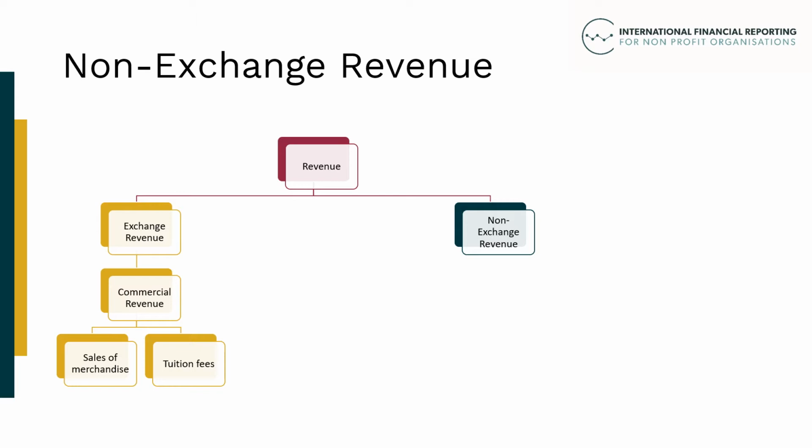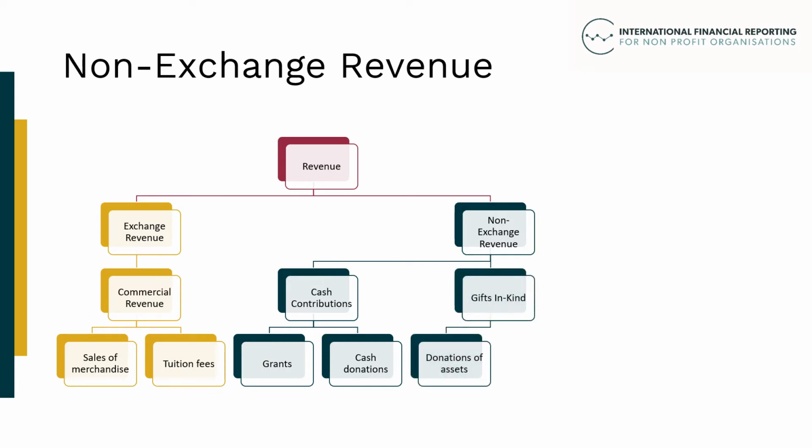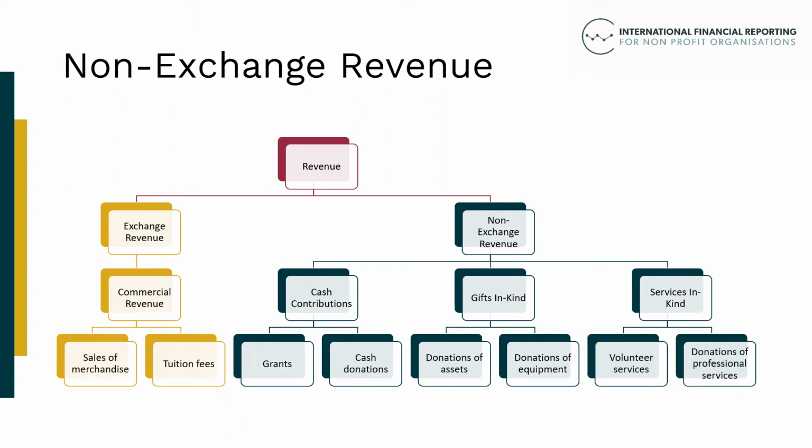There are different ways in which a non-profit organisation may receive non-exchange revenue. The non-exchange revenue may be received as cash contributions, for example grants and cash donations. Non-profit organisations may also receive donations of tangible assets, for example a car or medical equipment, or inventory, for example pharmaceutical products or textbooks. These are called gifts in kind. Finally, non-profit organisations may receive donations of services, whether from volunteers or donations of professional services, for example where an accountancy firm prepares the organisation's financial statements for no charge.